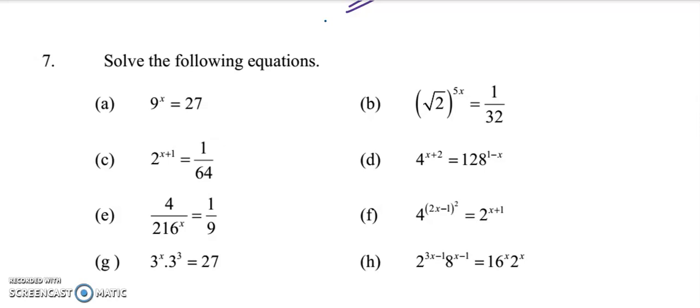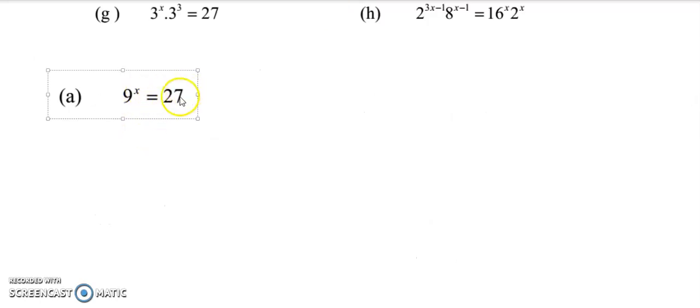Hi everyone, today we're going to learn how to solve equations involving indices. Here I have 8 examples. Let's look at the first one. First question, 9 to the power of x equals 27. Solve means that we need to find the value of x to satisfy the equation.